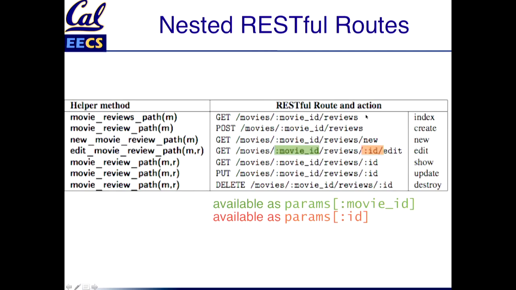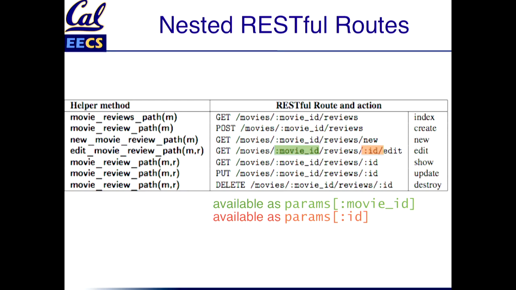Well, the way that these routes look is, for example, before, when we would have had edit movie path with a single argument, now we have an edit movie review path, right? So this says, by convention over configuration, the first model name is the owning model, and the second one is the owned model. So I have a movie, and movies own reviews. They have one or they have many reviews. And now the movie review path helper takes two arguments. One of them is the ID of the movie, and the other one is the ID of the review.